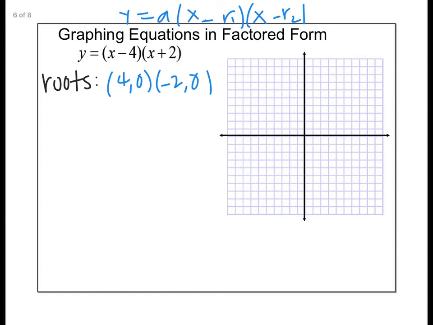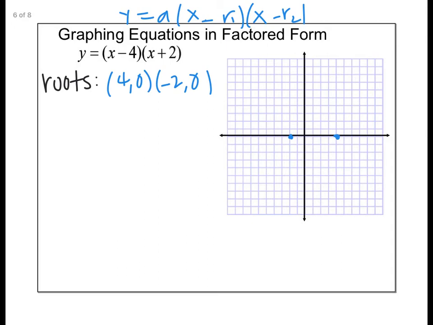Then from there, I'm going to plot those 2 points first. So I'm going to plot one at (4, 0), and I'm going to plot one at (-2, 0). Okay, so I have 2 points on my graph. Those are my x-intercepts. Obviously, I do not have a clear picture of my parabola yet, so I need to add more points to my graph.